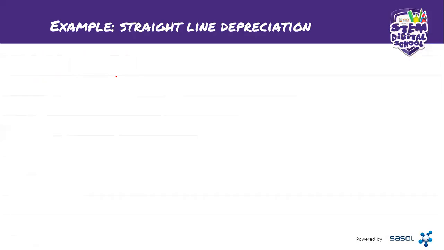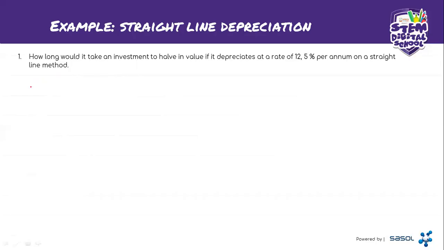And example, let's see. All right, the first one, it says, how long will it take an investment to have in value if it is depreciated at the rate of 12.5% per annum on a straight line method? On a straight line method. So once you know the formula for straight line method, it's going to be quite simple to calculate this question.